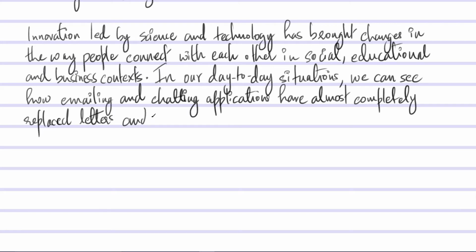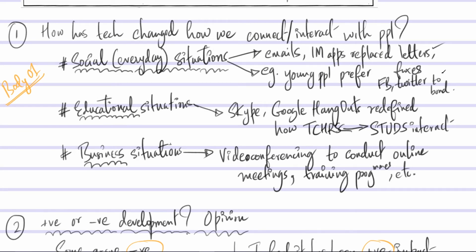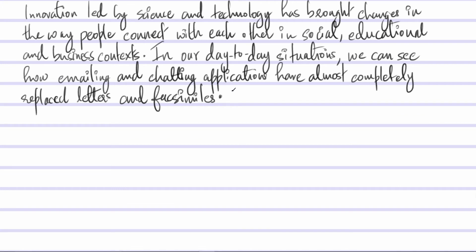Letters and facsimiles. So this faxes is a short form. It's a contracted form used in conversational English; in academic English, no contraction. So instead of faxes, we use facsimiles. And I think we have to follow this with an example about the younger generation. The clearest example of this trend can be seen.